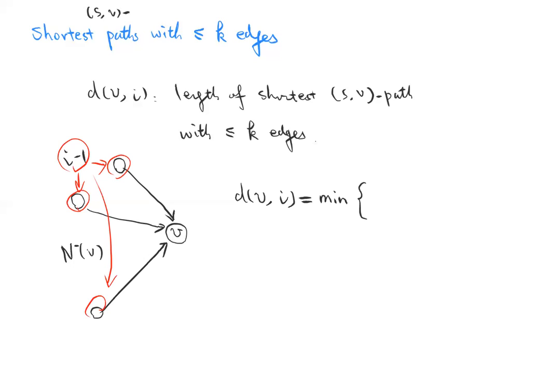So d(u, i minus 1) plus w(u, v). All right. Or I have v, I use i minus 1 edges to v. So only these possibilities. All right, because it says at most i edges, so maybe here fewer than i. So this one needs to be included. All right. So we get this recurrence relation.